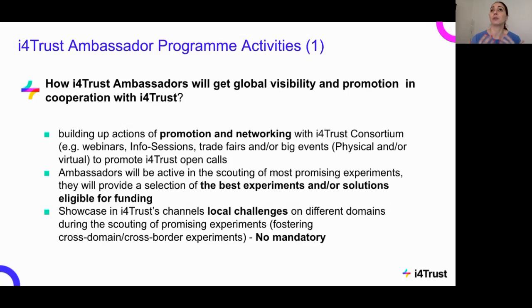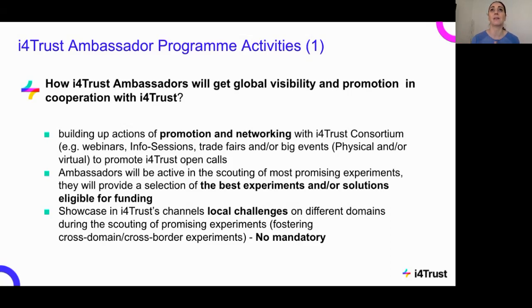So why should an ambassador join I4Trust? First of all, as we said, it is in the primary scope of the I4Trust consortium to build up actions of promoting and networking. And promotion and networking are the two important things that can have power if we do them all together. This can be done by webinars, info sessions, but also by participating in fairs or big events, as Angeles explained in the first part of the session.